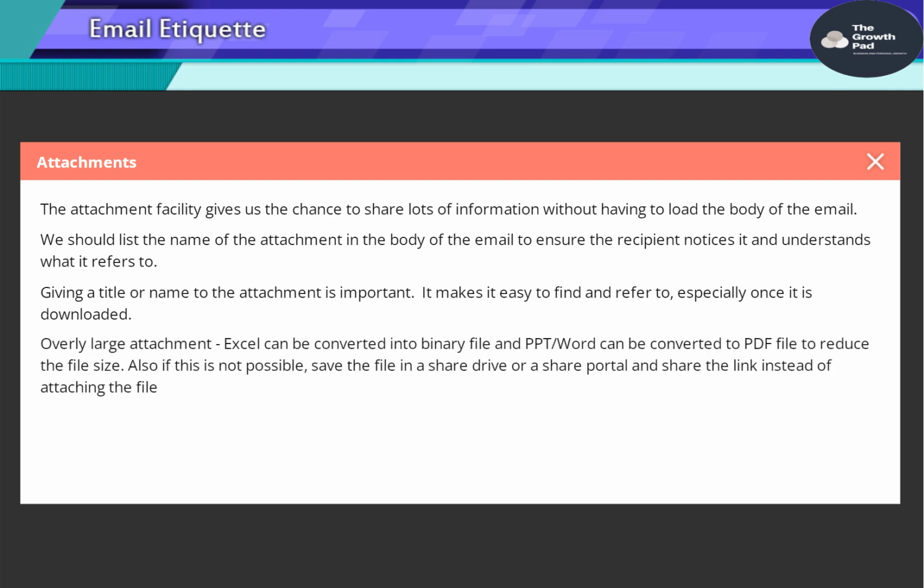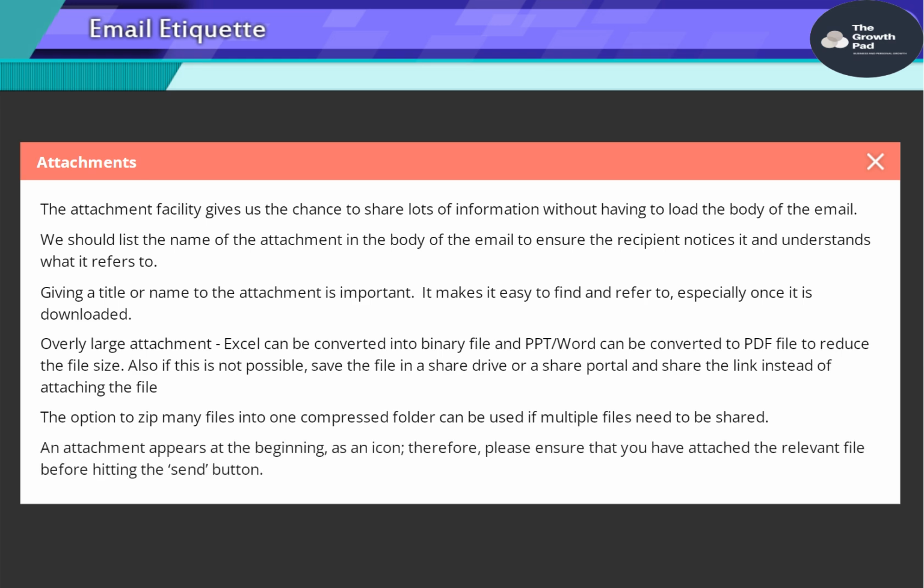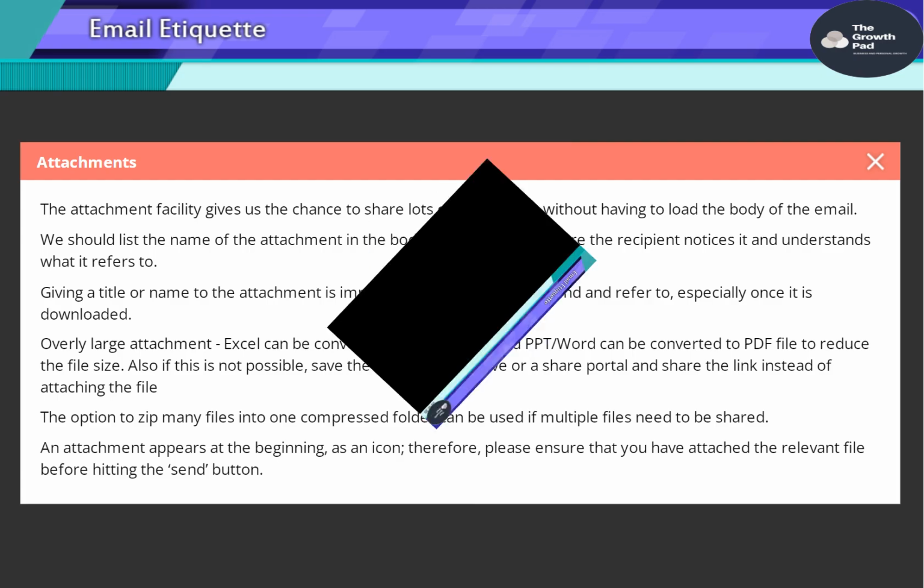For an overly large attachment, Excel can be converted into a binary file and PPT or Word can be converted to a PDF file to reduce the file size. Also, if this is not possible, save the file in a shared drive or a share portal and share the link instead of attaching the file. The option to zip many files into one compressed folder can be used if multiple files need to be shared. An attachment appears at the beginning as an icon, therefore, please ensure that you have attached the relevant file before hitting the send button.